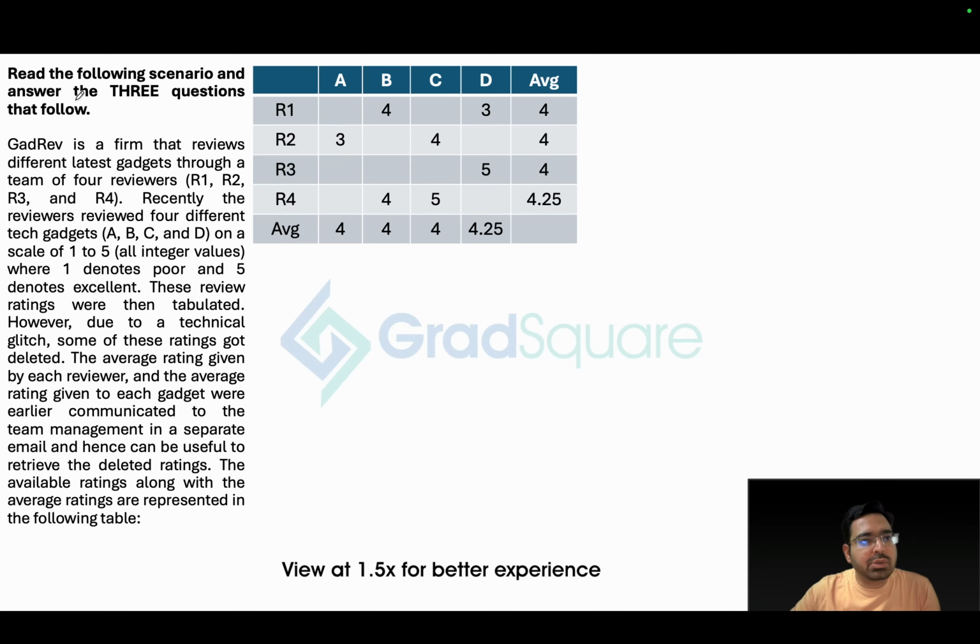Let's have a look at this particular set. It says that there is a firm that reviews different types of gadgets. Let's say the gadgets are A, B, C, D, and the reviewers are R1, R2, R3, R4. That is given to you.